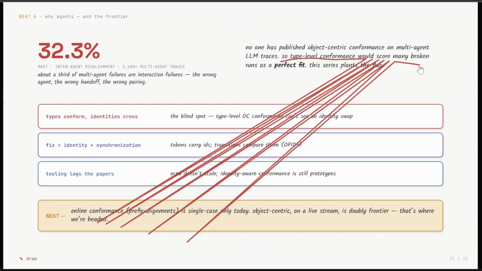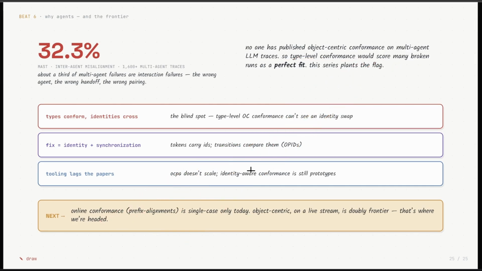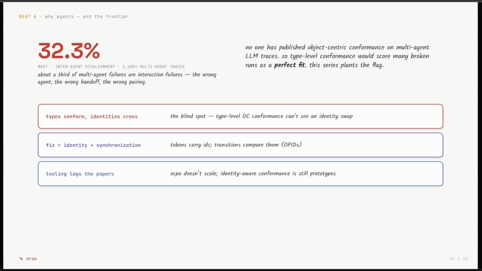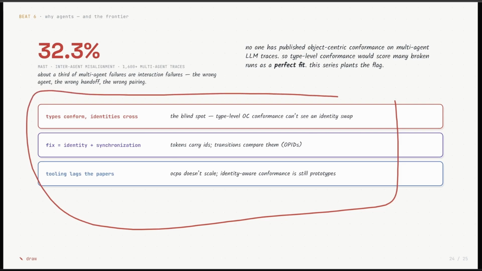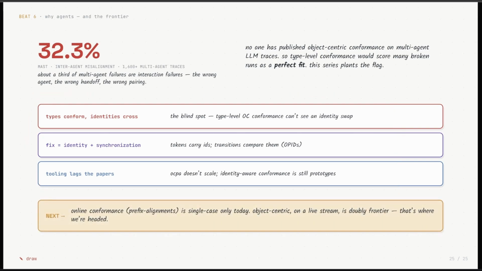So type level conformance would score many broken runs as perfect fit. So that's another thing, and here we are discussing this issue. Three things to keep in mind. These are the elements that we discussed today. I will not have to go through them one by one, but if one of these elements you don't know, you can review them on your own.